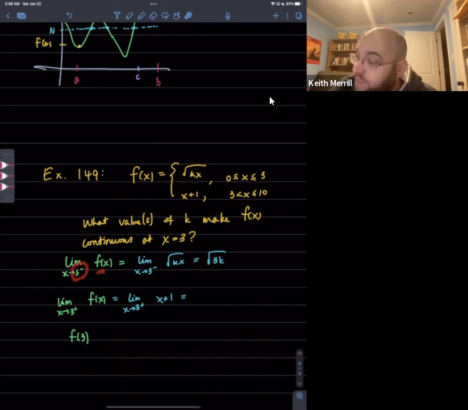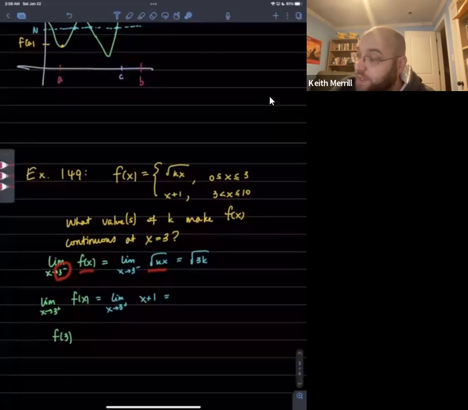That's why I'm able to just plug in, but the best way to justify that is to say, look, when you're plugging in numbers less than 3, f of x looks exactly like this. But this function is continuous, so I can just plug in. Or when you're plugging in numbers bigger than 3, f of x looks exactly like this. But that function is continuous, so I can just plug in.